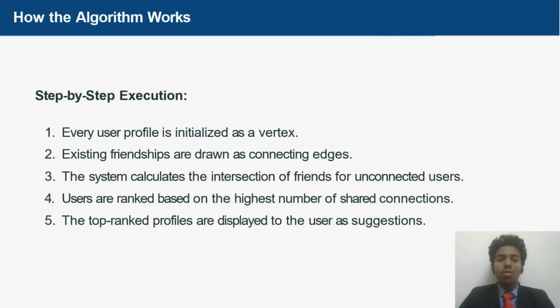So how does this algorithm work? Here's a step-by-step procedure. First, each user is represented as a vertex. Second, friendships are connected as edges. Third, the system calculates the intersection of the friend lists between users who are not yet connected. Fourth, users are ranked according to the number of shared mutual friends. Finally, the top-ranked users are shown as recommendations. This process demonstrates how simple graph concepts can produce powerful predictive systems.